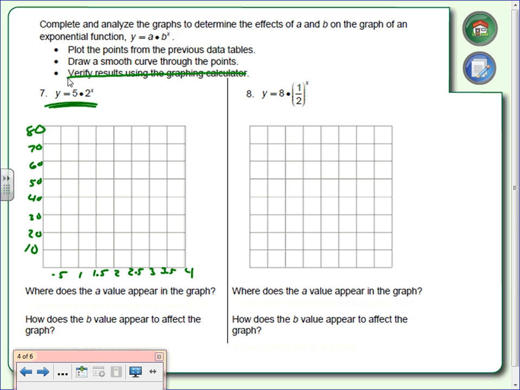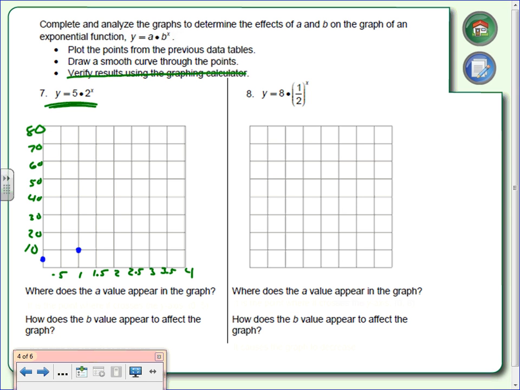Now what we're going to do is actually plot the points that we had on number 1. So here we go. The first ordered pair we had was 0, 5. So everybody, let's find 0, 5. 0, 5 is going to be right here, right in the middle. That's 0, 5. The next ordered pair we had was 1, 10. There's the 1, 10.